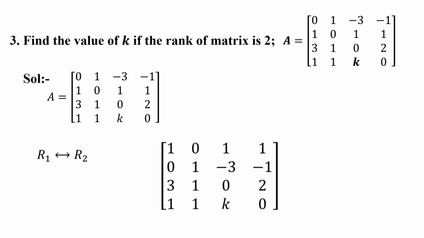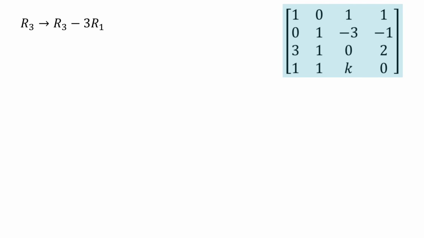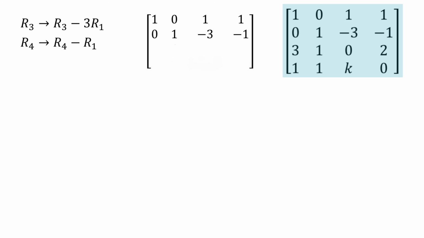Next, we have to make these elements as zeros using R1. The first element is already 0. So for the third and the fourth row, the operations will be changing R3 as R3 minus 3R1, R4 as R4 minus R1. So the first two rows will be written as it is. For the third row, we get 0, 1, minus 3, minus 1. For the fourth row, we get 0, 1, k minus 1 and minus 1.